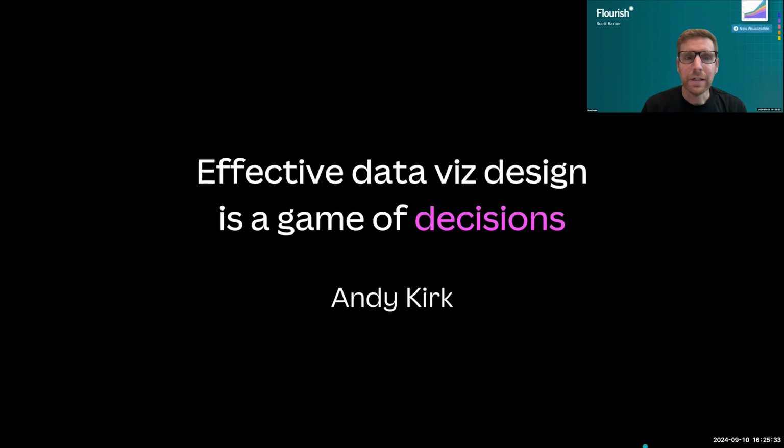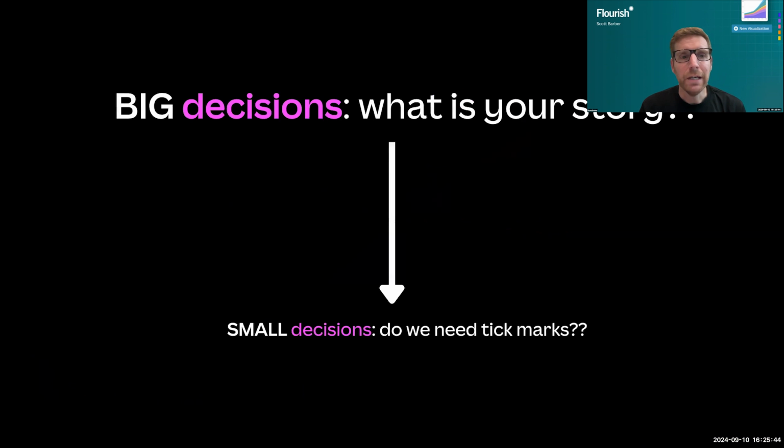Effectively, one way to think about this is that data viz is a game of decisions. Each time you put together a data visualization, you have lots of different decisions to go through. Some of them are big. So obviously the one we've been talking about now, what's your story? That's a big decision, but there are obviously lots of little ones as well. Do we need tick marks on the chart? And if so, how many? How do we use color? All of those sorts of things. So that's what we're going to be looking at here, how you make those decisions.